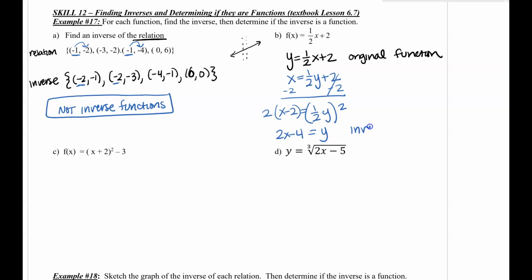This is the inverse. And then is it also a function? Okay. And it is an inverse function because, again, it is a line. It's a little steeper, but it would pass the vertical line test. So this is an inverse function. I can say that word with it.